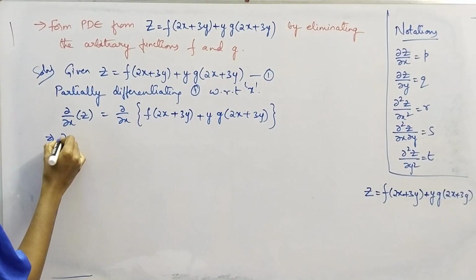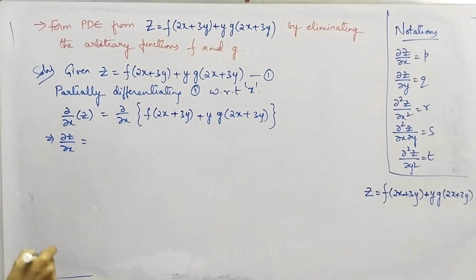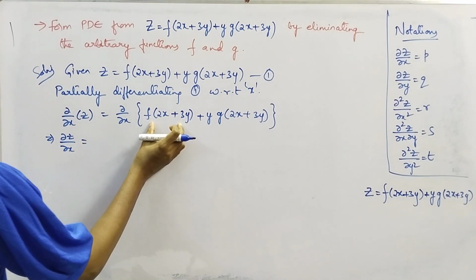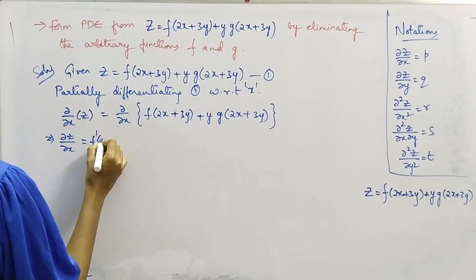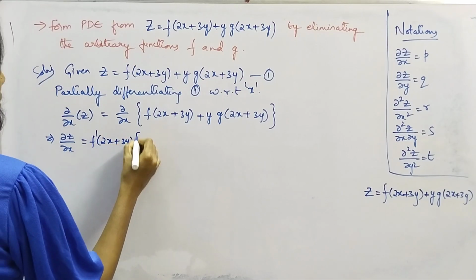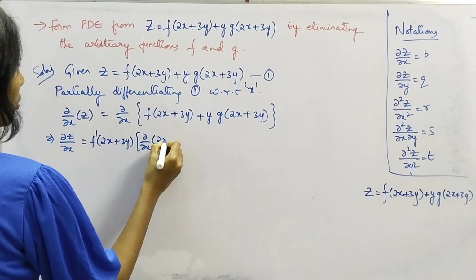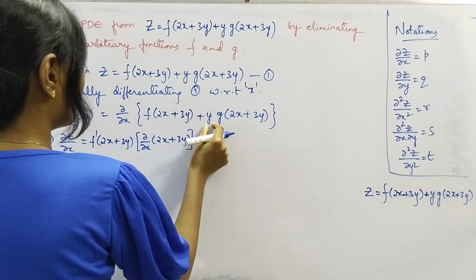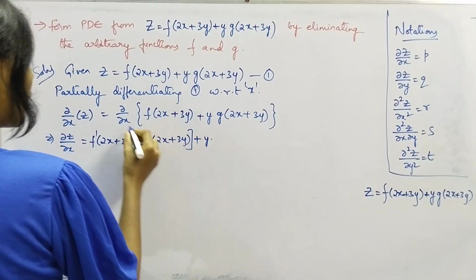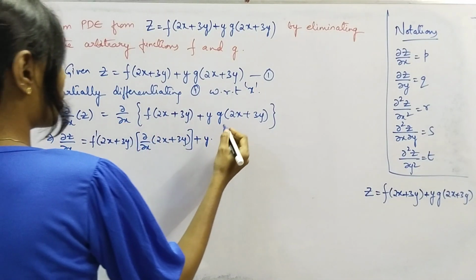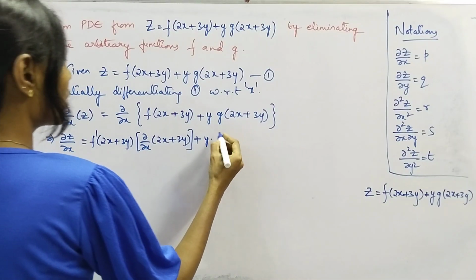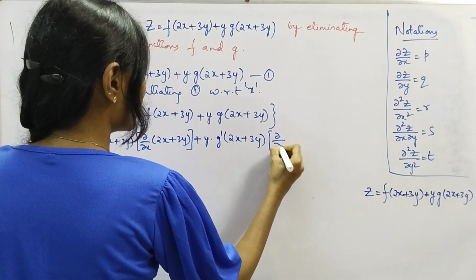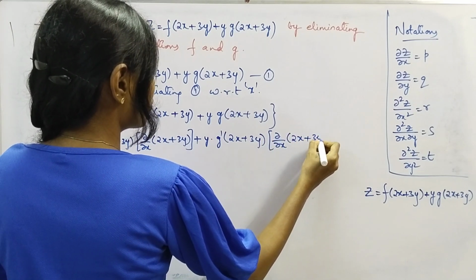Right, now this gives us dou z by dou x equal to, here we are partially differentiating with respect to x, so we'll treat y as constant, okay? Now the partial derivative of f of 2x plus 3y is f dash of 2x plus 3y into inner derivative, that is dou by dou x of 2x plus 3y, plus the partial derivative of y. Here y is treated as constant since we are partially differentiating with respect to x, right? So constant into partial derivative of g of 2x plus 3y is g dash of 2x plus 3y into inner derivative, that is dou by dou x of 2x plus 3y.